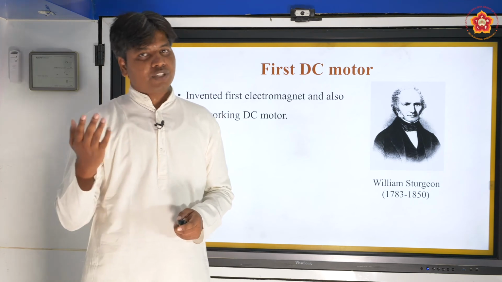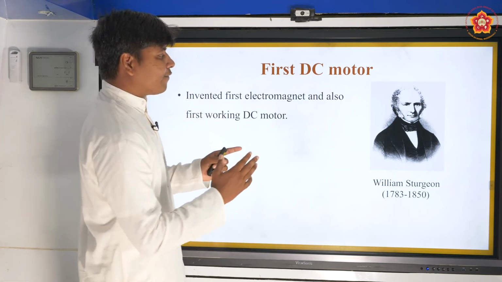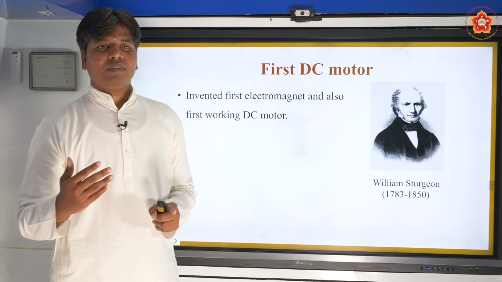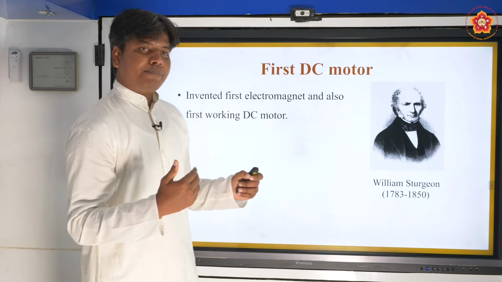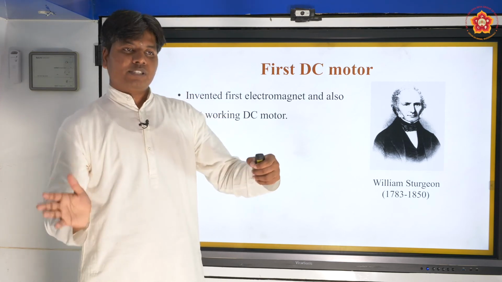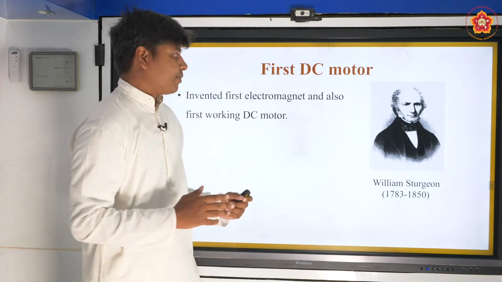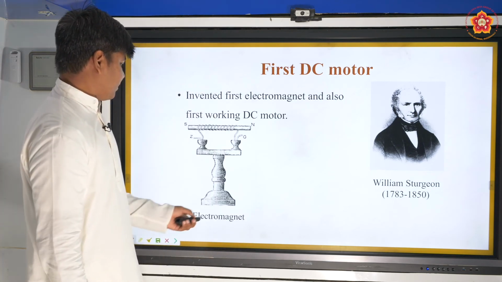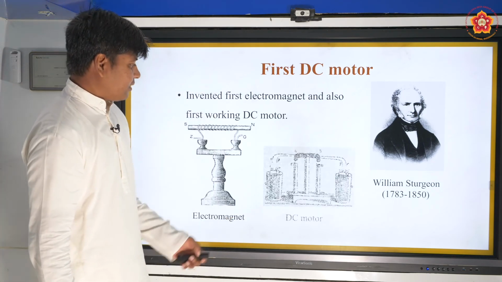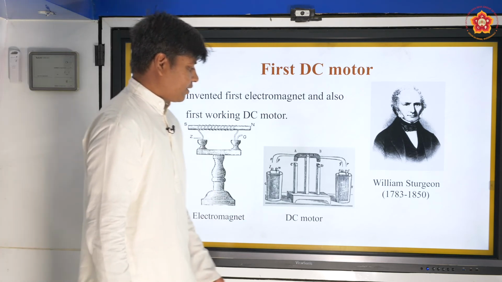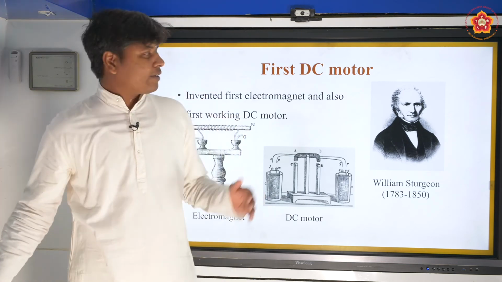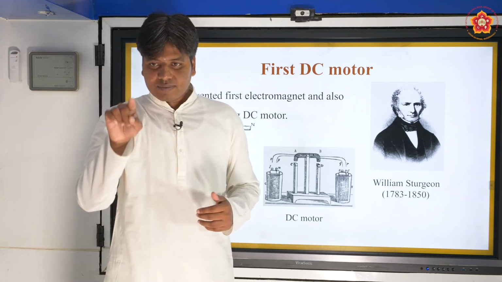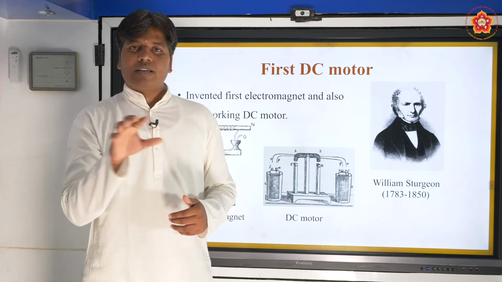They had previous versions of the DC motor also. This is the first working DC motor, which enabled transferring 14 people from one end of the river to the other end of the river using this motor. So how do they look? This is the first electromagnet. This is the first DC motor. All right. So we have studied DC motor in this. DC motor means direct current motor, which has what? The same direction.